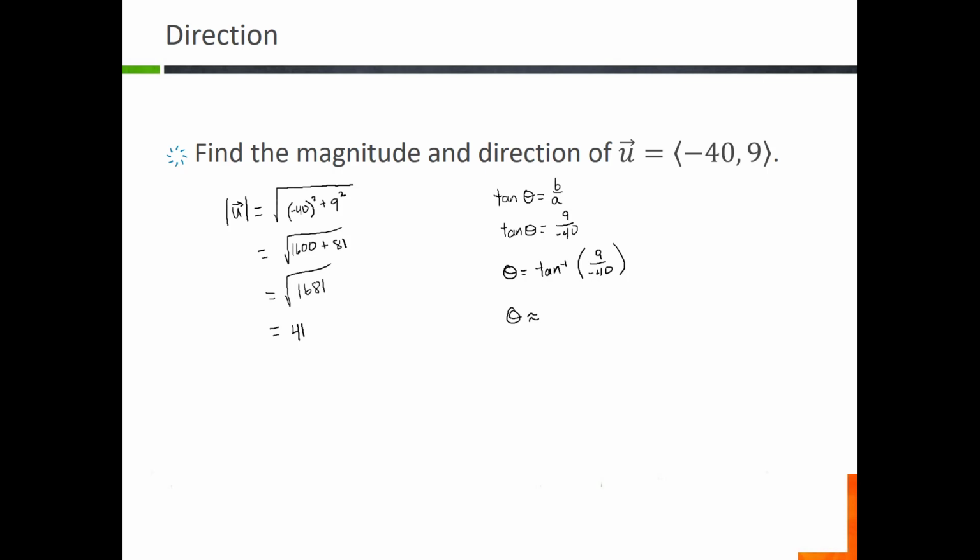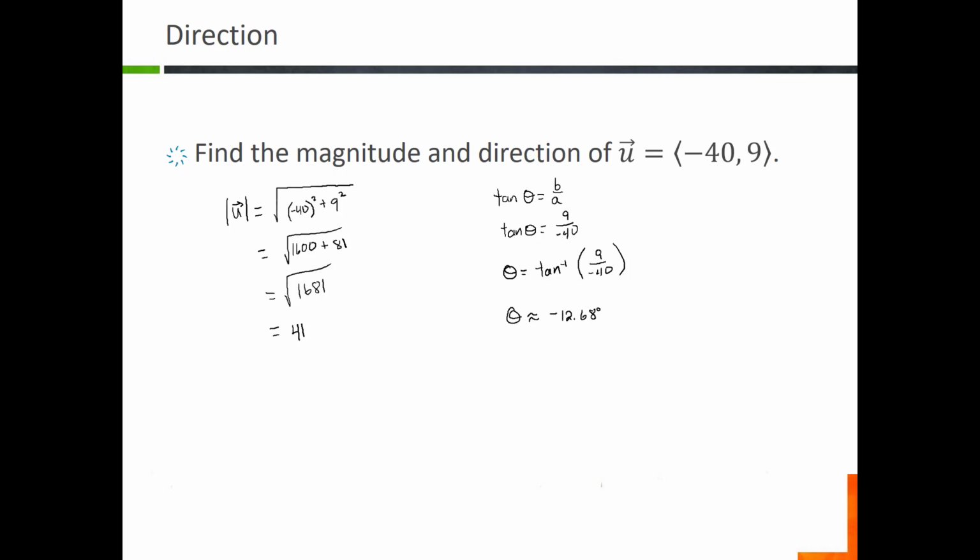Which, if we do that, we're going to get negative 12.68 degrees. Okay, that's just rounded to 2 decimals. All right, so is that my answer? And the answer is no. So we have to be careful when we're doing this.